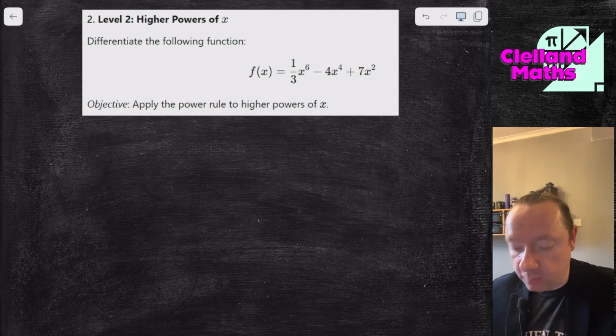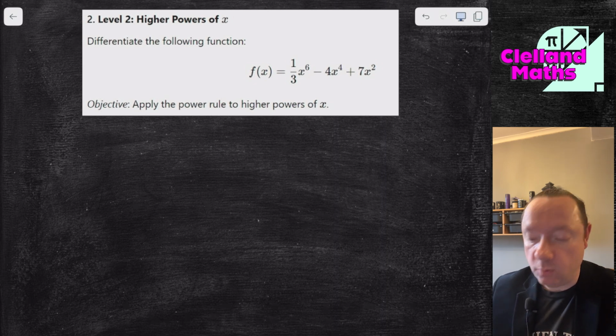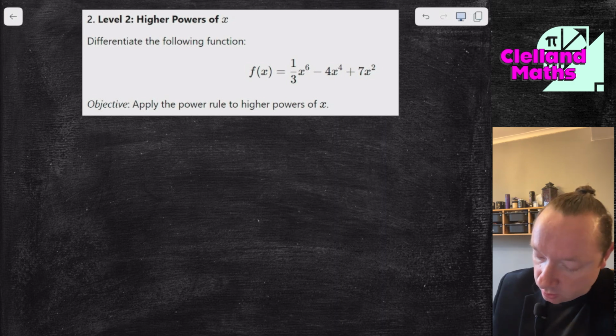Okay, let's see what it came up with for question 2. Higher powers of x, it says, differentiate the following function. f of x is a third x to the 6 minus 4x to the 4 plus 7x squared. So similar to question 1, but we've introduced a fraction and I've just made the numbers a little bit bigger. So let's see how this works.